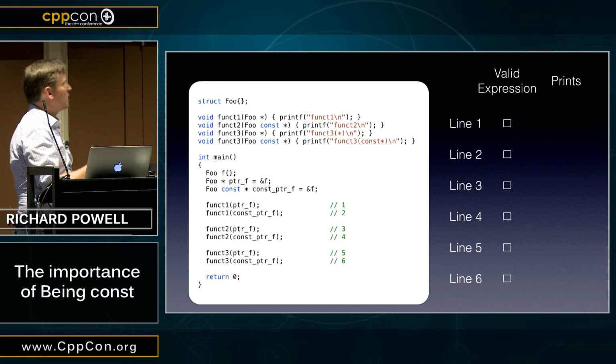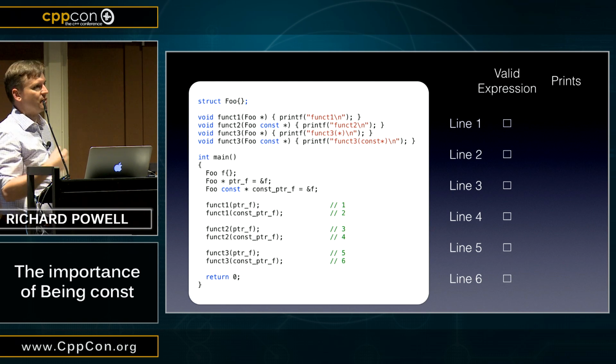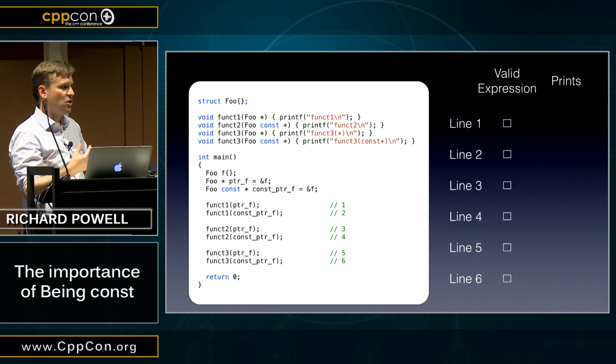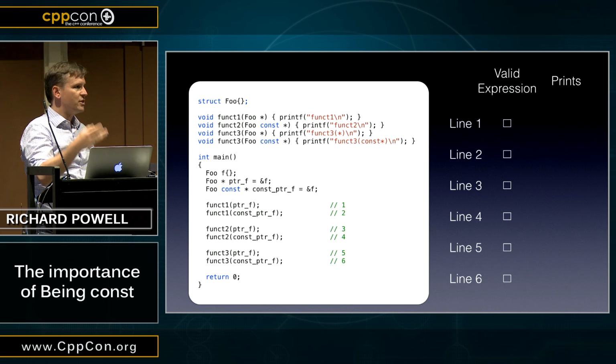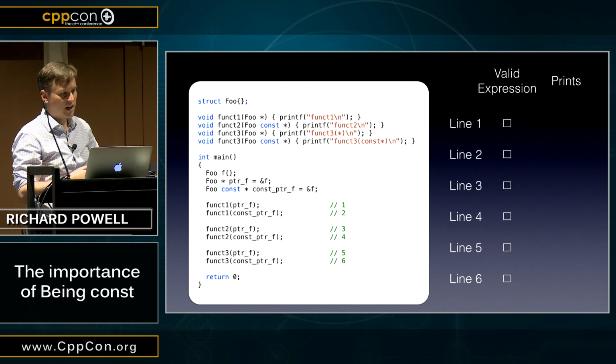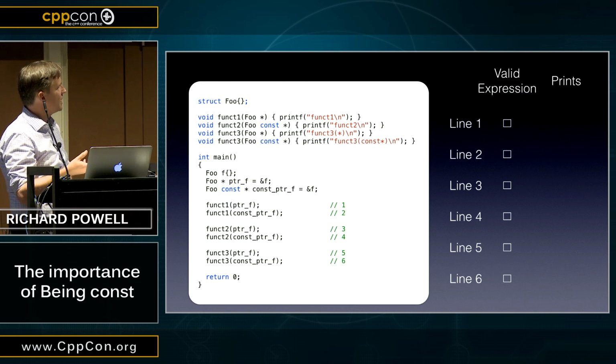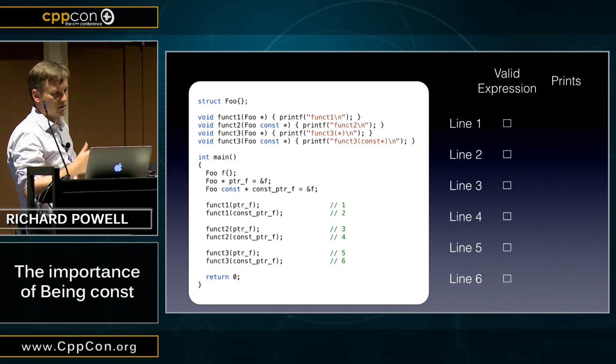Let's do some functions where I'm going to pass it pointers. So I have 3 functions here. Actually, I have 4 functions: 3 functions and 1 function with an overload. So I have function 1, 2, 3, and 3. Yes, I lack imagination when I name my variables. And they take foo pointers or pointers to constant foo.